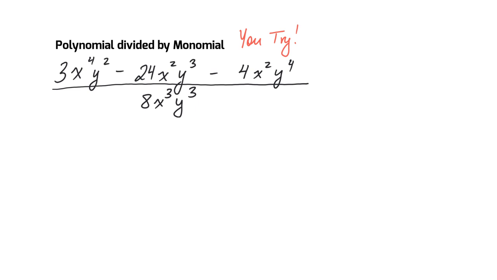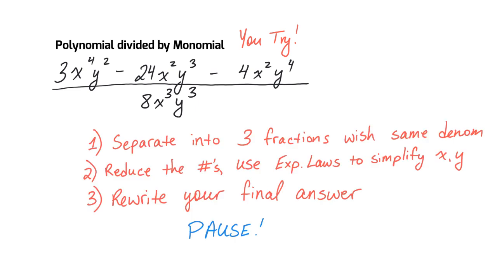Here's a question that I'd like you to try. Grab a piece of paper and write out this polynomial and divide it by this monomial. Given that there are 3 terms in the numerator, you should have 3 fractions that you separate this into. Remember to focus on the numbers and common bases, and then rewrite your final answer. Pause the video here and try this on your own. When you're ready, hit play for the final answer.